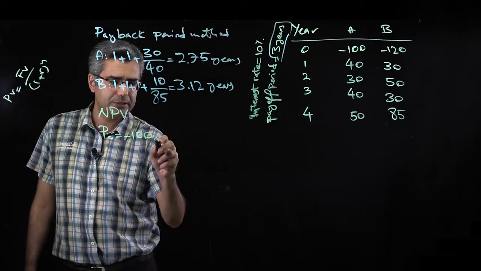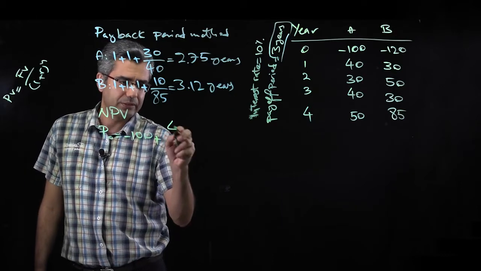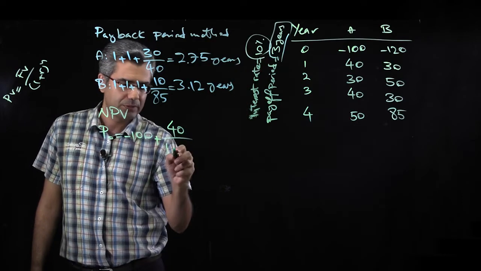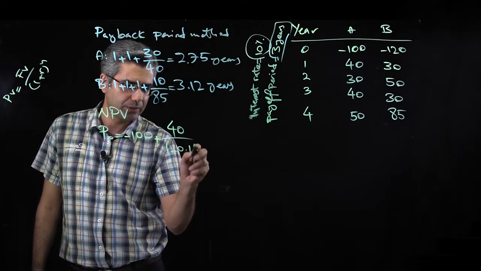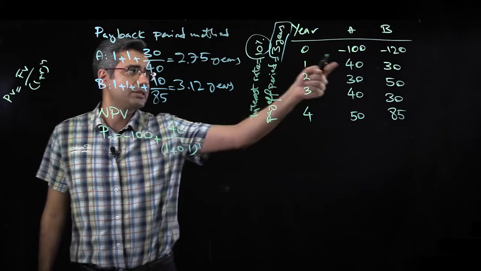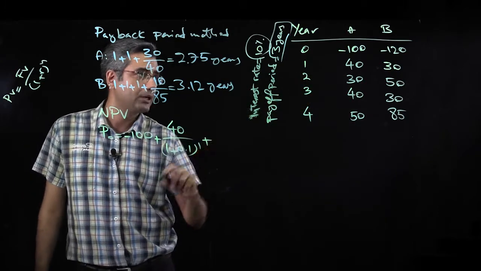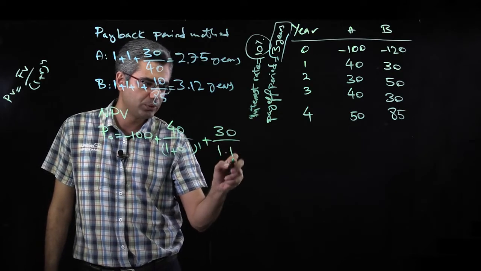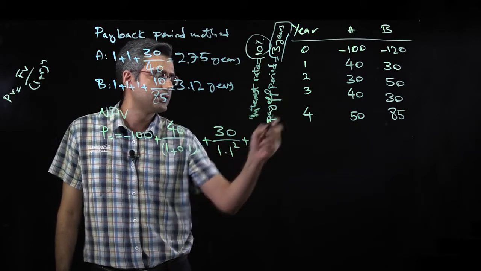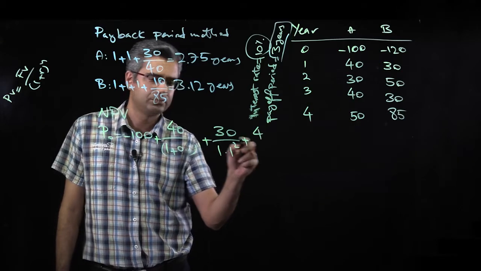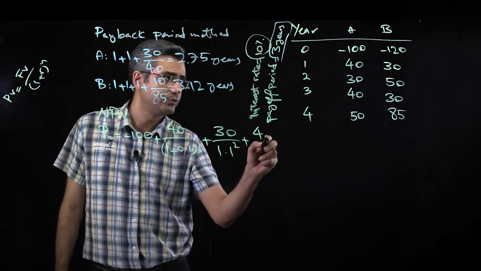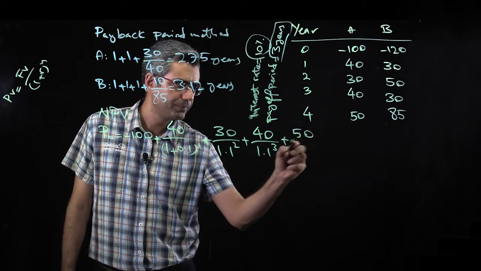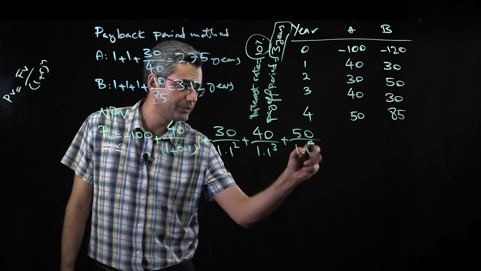So minus 100 plus the first cash flow divided by 1 plus the interest rate, which here is 10%, so 0.1, and the power is 1 because you are discounting it for 1 period. Then plus 30 over 1.1, and the power is 2. Then plus 40 over 1.1 to the power 3. Then 50 over 1.1 to the power 4.